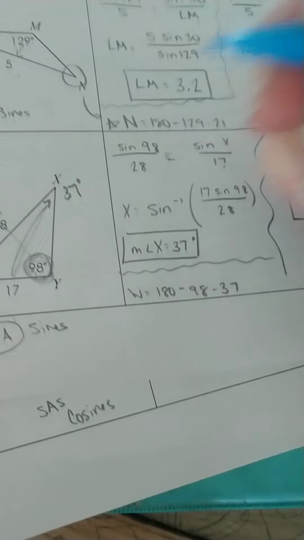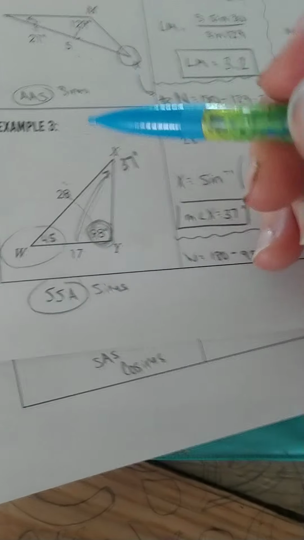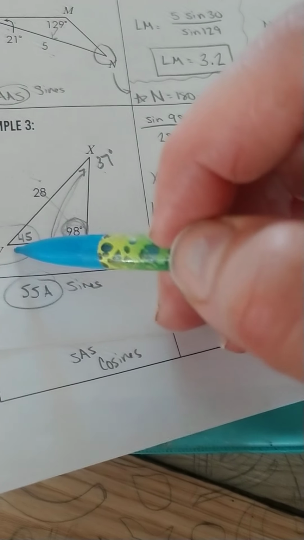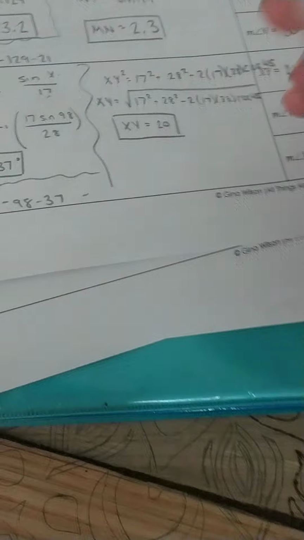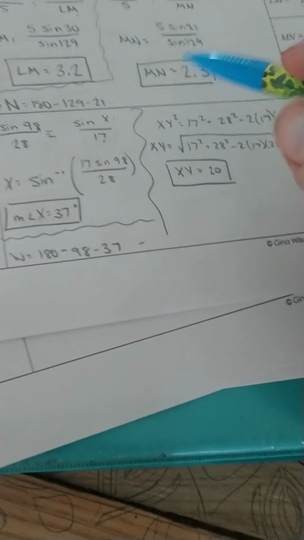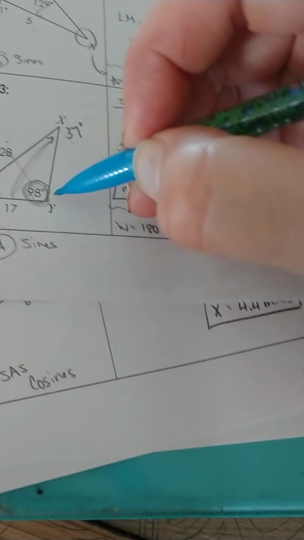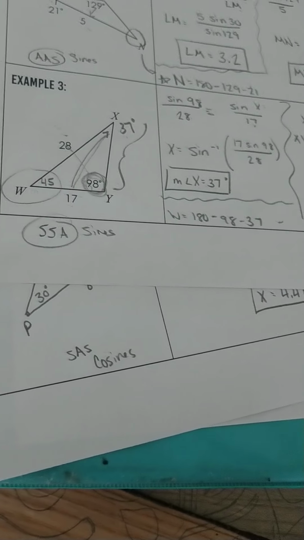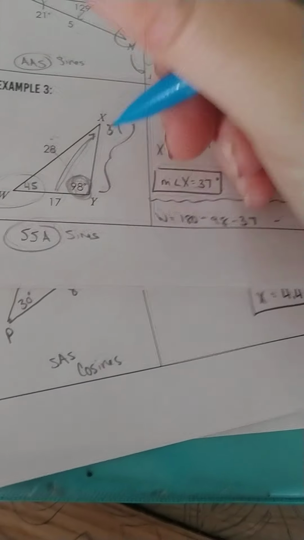So once you have that X is 37 degrees, well then I can say, all right, a triangle has 180. So 180 minus 98 minus 37 gives me 45 degrees down here for W, which that work is right here. So W is 45. And then I have to find XY because I am still missing this. Now, again, you have options. Once you get the ball rolling, you almost always have options.